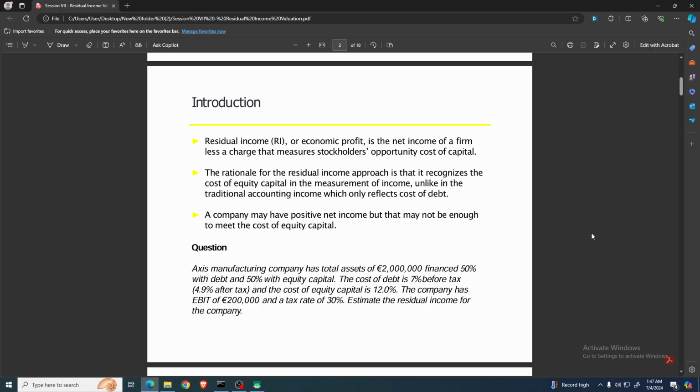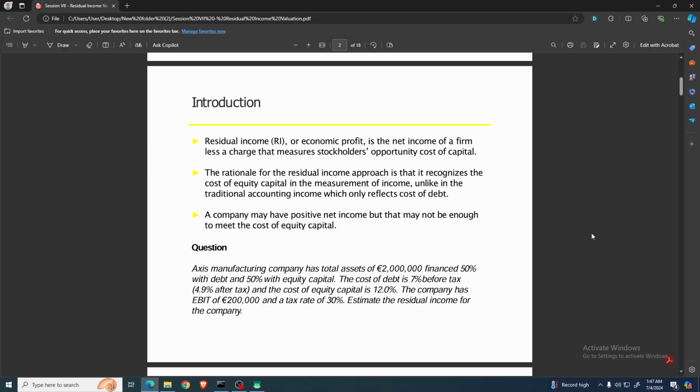So here we come to the result of residual income being what? 20,000 pounds. And residual income of 20,000 indicates that after covering the cost of both debt and equity, the company, Axis Manufacturing Company, is generating an additional 20,000 pounds. So this surplus shows that the company is not only profitable, but is also creating value for its shareholders beyond their required return.